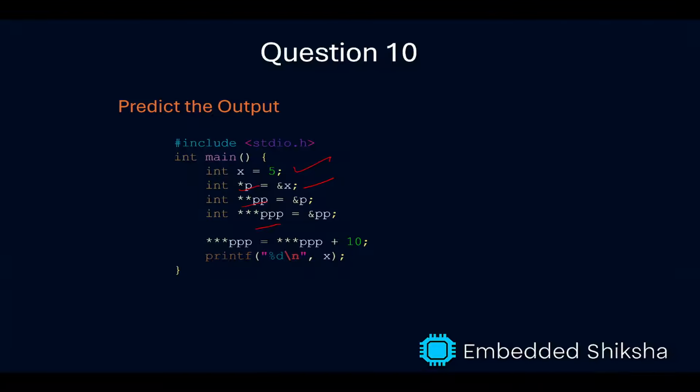Now you are doing *ppp on the triple pointer. The very first dereference will take you to pp, the second dereference will take you from the double pointer to the single pointer, and the third dereference will take you to the actual value. So the output of this will be 5, and then you are adding 10 here, so it will be 15. The value you are changing here, through the triple pointer, leads to your x. So x will have the value 15, and 15 will be the output.